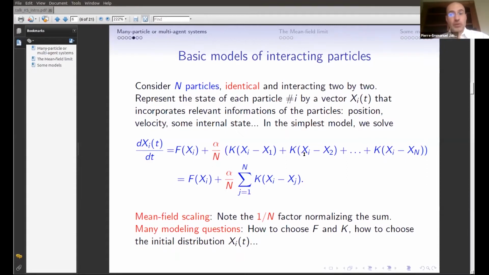And of course, another example of a multi-agent system, a many-particle system that has a much harder scaling, is the one that leads to Boltzmann and collisional models. So here I will focus on that one, which again is far simpler, but still gives an interesting limit.